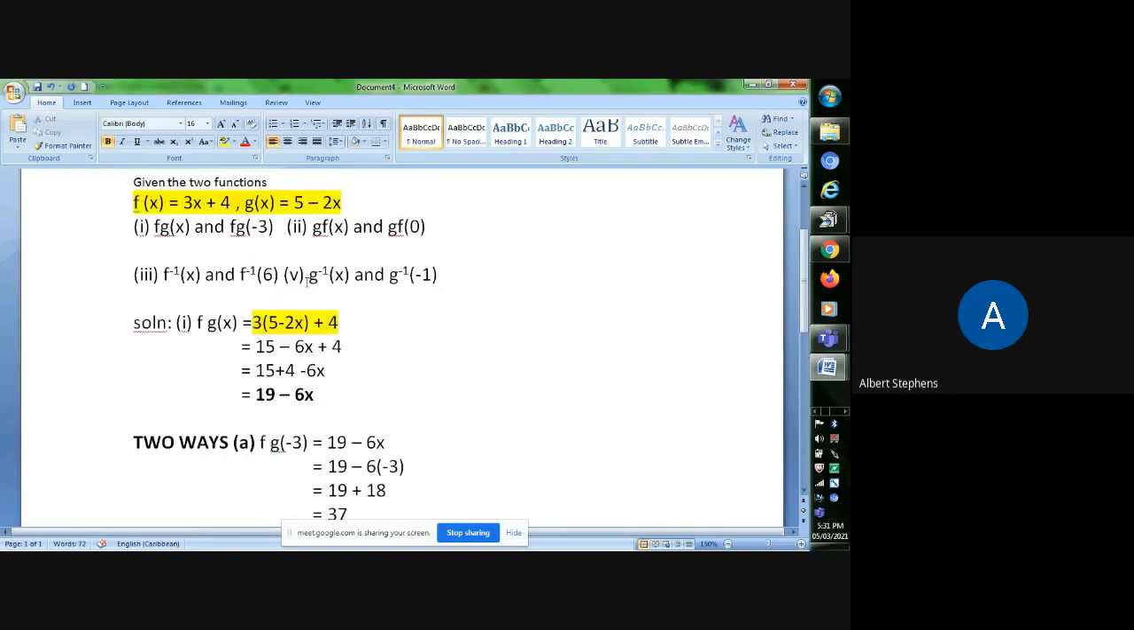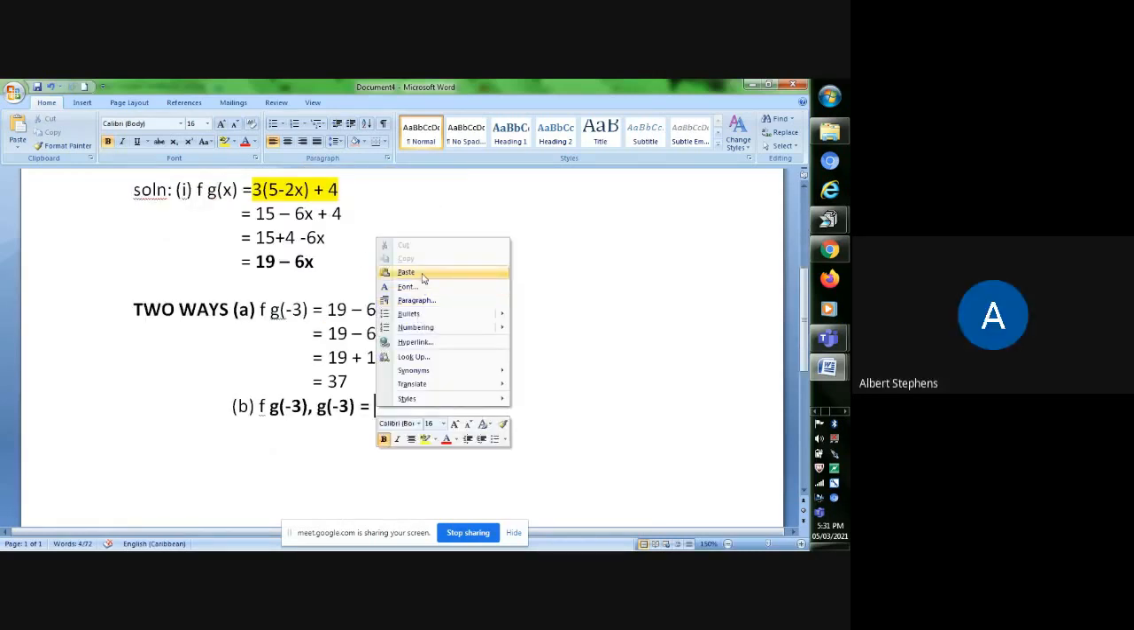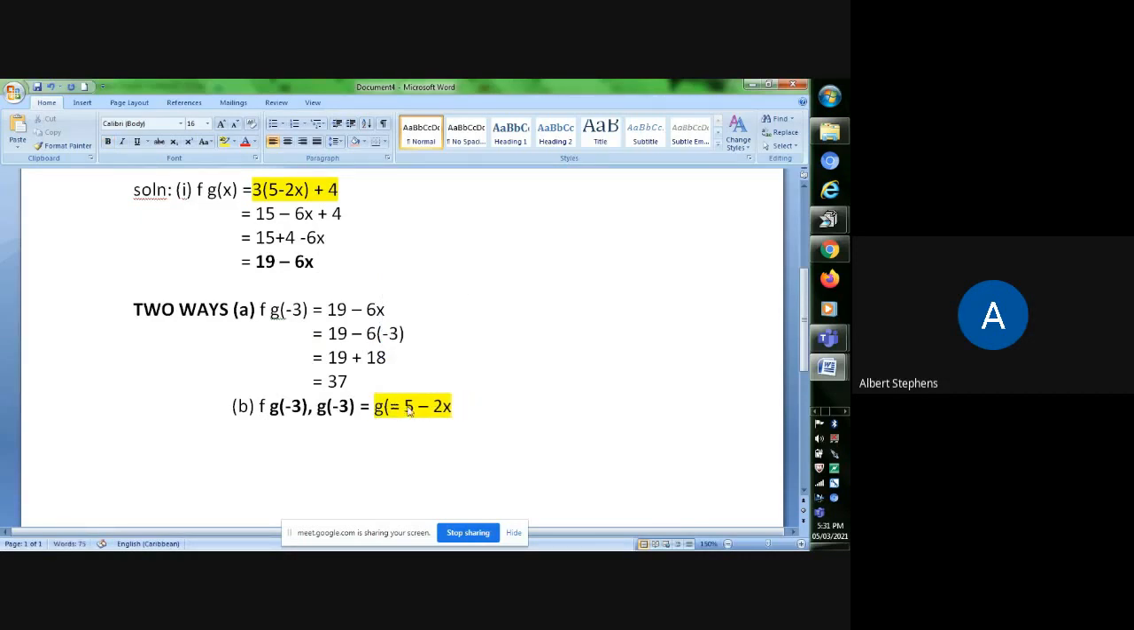By the way, this is G, 5 minus 2x. So all I need to do is replace the x with negative 3. And when you work it out, what do you get? That's gonna be 5 plus 6, and that gives us 11. Everybody see that?